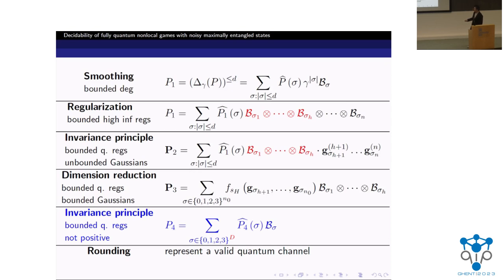After the rounding step, the operators can represent valid quantum channels. Note that here the number of quantum registers is bounded and is independent of n. So we complete our proof.